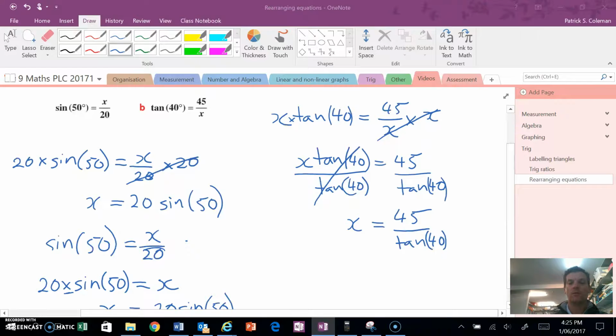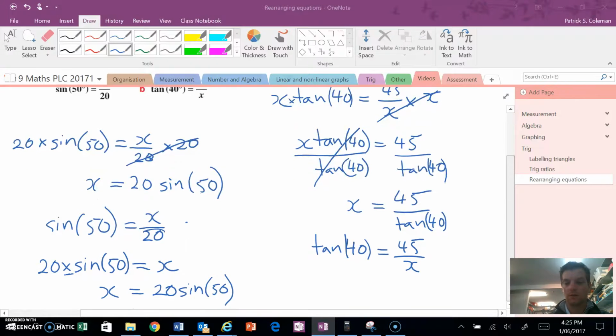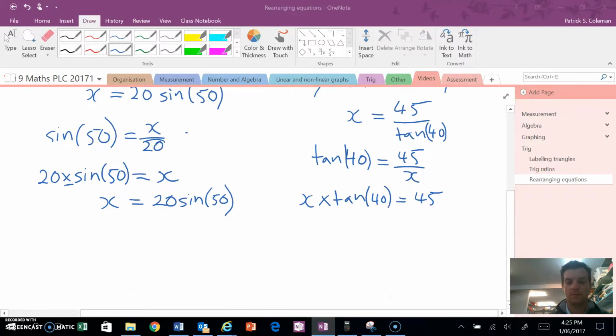Now again, if we remember our change side, change sign rule, we can go with tan 40 equals 45 over x. First of all I'm going to move the x across, change side, change sign, so x times tan 40 equals 45. Once I'm at this point, I'm then going to take my tan 40, which is times, and take it to the other side and divide. We end up with x equals 45 divided by tan 40.